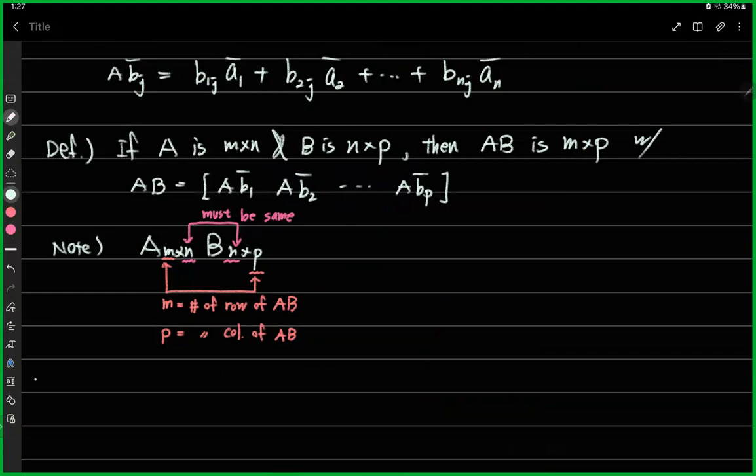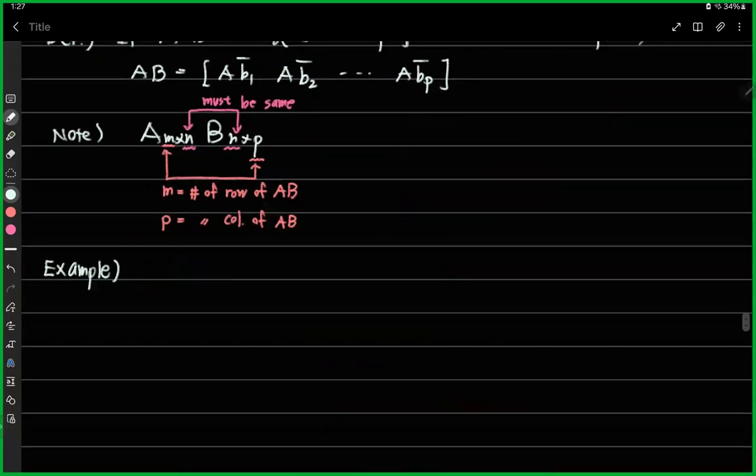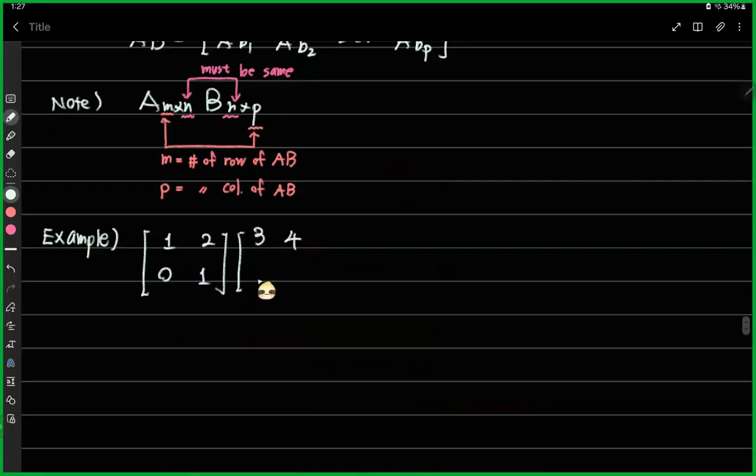All right, so here's an example. Let's take the matrix 1, 2, 0, 1 times the matrix 3, 4, 2, 2. This is matrix A, and we look at the second matrix column-wise. Let's say this column is B1 bar and this one is B2 bar. Then the product is A times B1 bar and A times B2 bar.